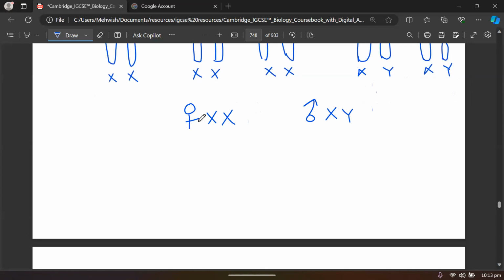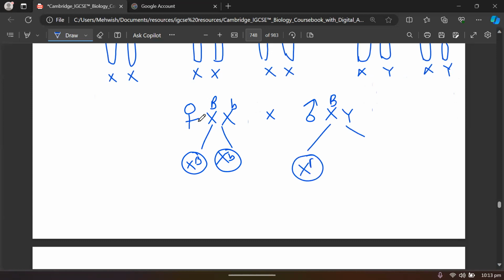For, let's suppose, baldness, this female has a capital B and a small b, and this man is normal, so he must have a capital B on the X chromosome. When she produces gametes, she will produce two types, X capital B and X small b. And this man, when he produces gametes by meiosis, you know that meiosis always produces gametes, will also produce two types: one X with capital B and one sperm with Y with no allele on it.